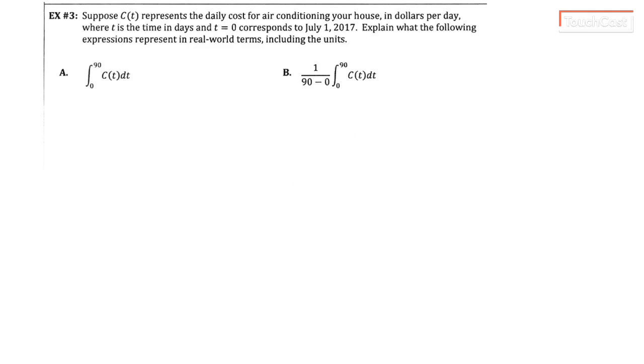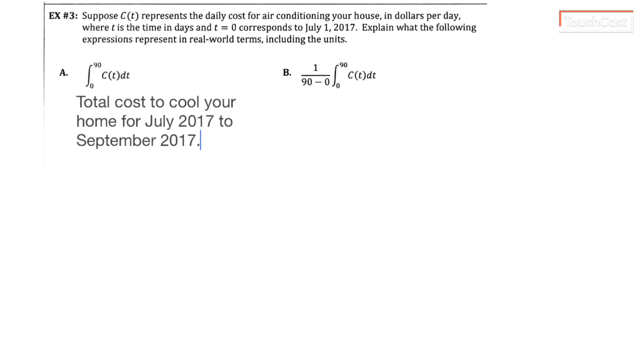So with this first one, a, the integral from 0 to 90 of just the function, this represents the total cost to cool your home for July 2017, and then 90 days after that would be September, so to September 2017. Not too bad there.